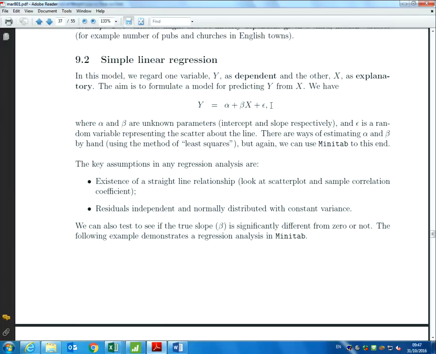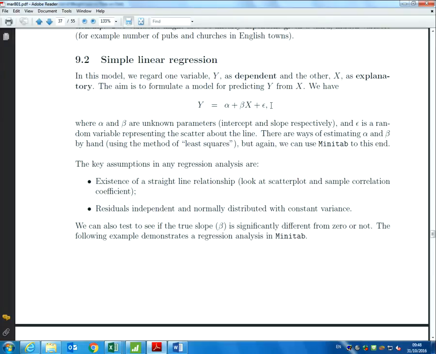Remember that with correlation, there was no assumption that one of the variables was dependent on the other. We do now establish dependence between the variables. There would be no point in doing a regression analysis otherwise. So we believe that the y variable is dependent on the x variable, and we want to quantify the predictive qualities of that relationship. So this equation here will allow us to predict y based on x.